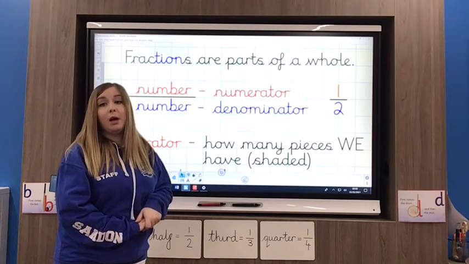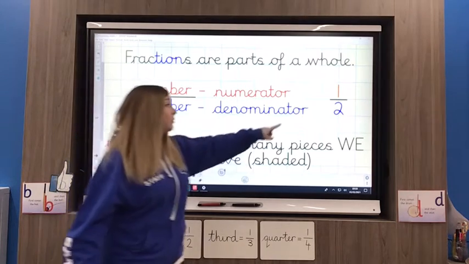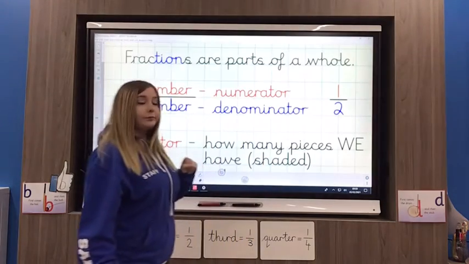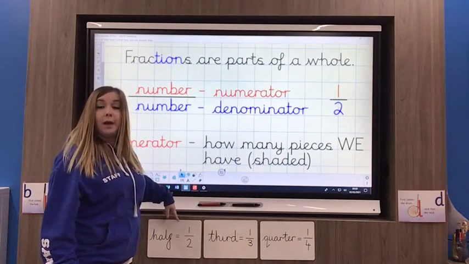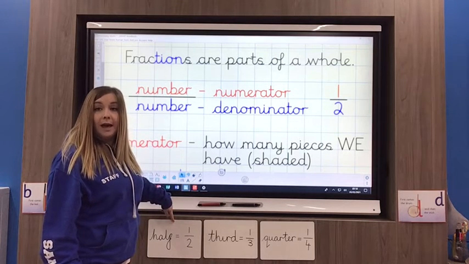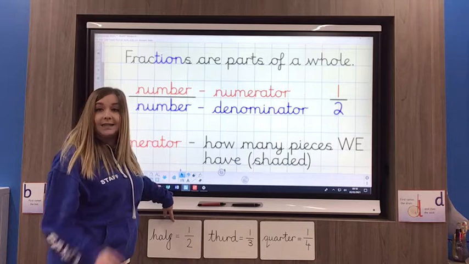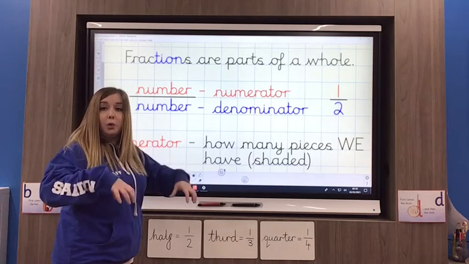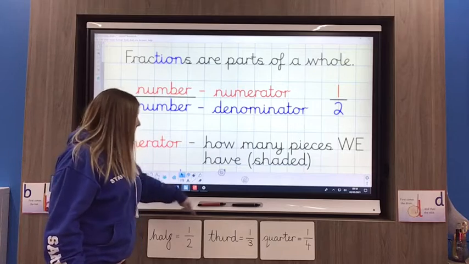Now just before we move on to our warm-up game, I just wanted to tell you how we say some of these fractions, because we don't say 1/2s. If we've got a 2 at the bottom, we say that fraction as a half. That's very similar to when we were dividing by 2, isn't it? We've cut something in half, we've got 2 lots of them.